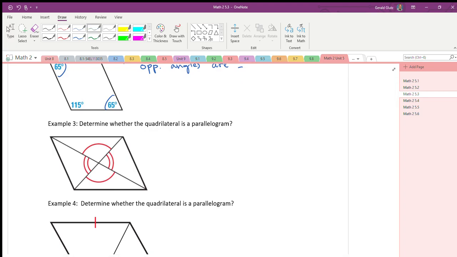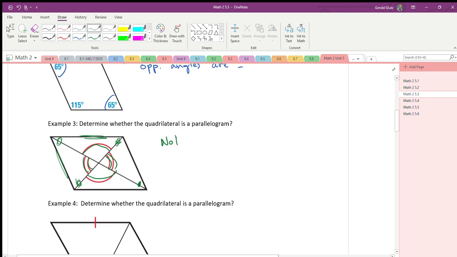In example 3, we have to determine whether this is a parallelogram or not. Well, I don't know if the opposite sides are parallel, so I can't say that. I don't know if these angles over here are congruent or these angles are congruent. I don't know if these side lengths are congruent. All I know is that when two lines cross each other, they're vertical angles. That's true, and these are also congruent. But it doesn't tell me anything about these angles, anything about the side lengths at all, or whether they're parallel. So we can't say if this is a parallelogram or not.